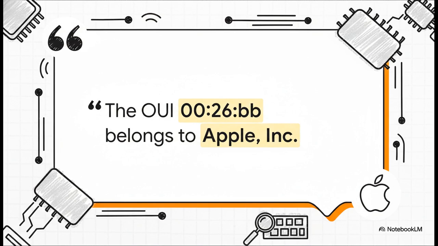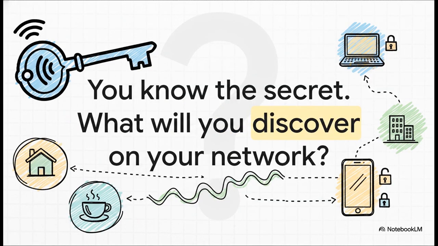You spot a MAC address starting with, say, 00-26-BB. You punch that into an OUI lookup tool online, and bam, you get a definitive answer. That device was made by Apple. Case closed. The clue is decoded. So, I'll leave you with this thought. You now hold the key to uncovering the secret identities of all the devices around you. So, the next time you're on Wi-Fi, whether you're at home, a coffee shop, or at the office, what are you going to find on your network?